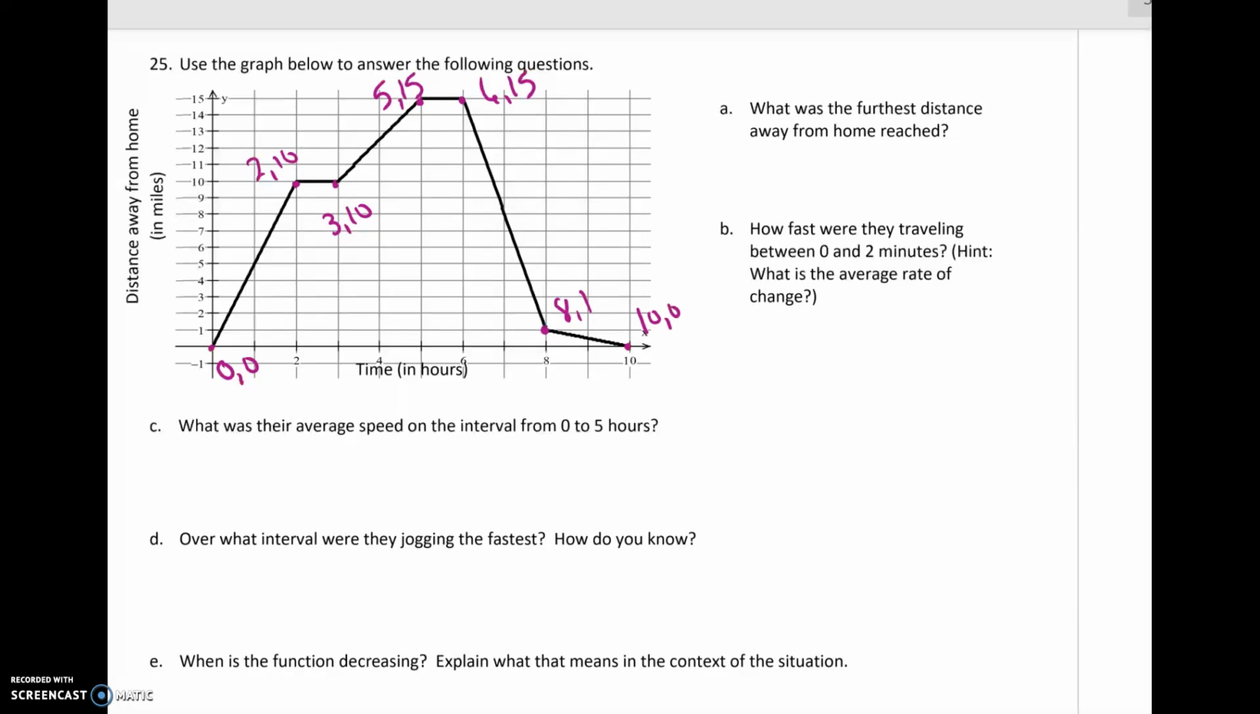So remember, you can always pause and get these written down. Just getting a few questions answered. So this graph is about how far away you are from home and how long it took you to get there. That's the time in hours. So what was the furthest distance away from home and when was it reached? The furthest distance that he was away from home was 15 miles. And that happened anywhere between 5 and 6 hours.